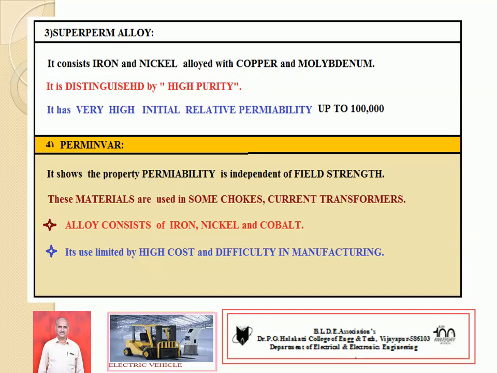Next one is perminvar. It shows the property of permeability which is independent of field strength. Such materials are used in some designs of chokes and current transformers. This alloy also consists of some iron, nickel and cobalt. Its use is limited by cost. This alloy is very costly, hence it is also difficult in the manufacturing process. Hence its application is limited by cost, but it has higher permeability.